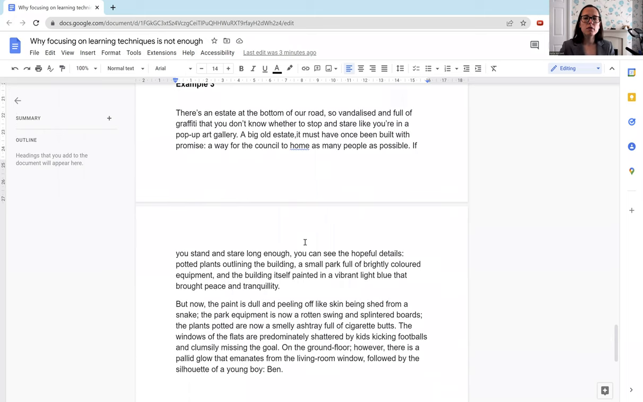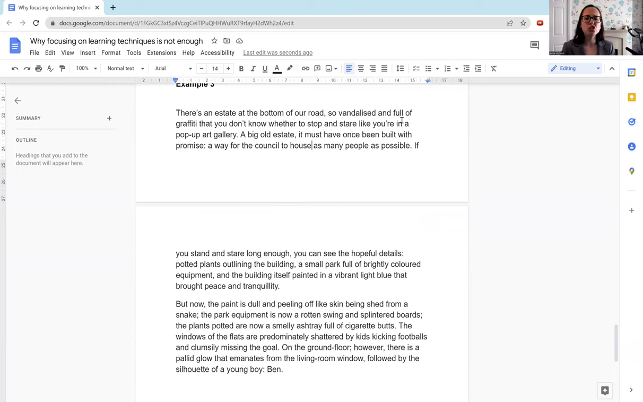There's an estate at the bottom of our road, so vandalized and full of graffiti that you don't know whether to stop and stare like you're in a pop-up art gallery. A big old estate. It must have once been built with promise. A way for the council to house as many people as possible. If you stand and stare long enough, you can see the hopeful details. Potted plants outlining the building, a small park full of brightly colored equipment, and the building itself painted in a vibrant light blue that brought peace and tranquility.